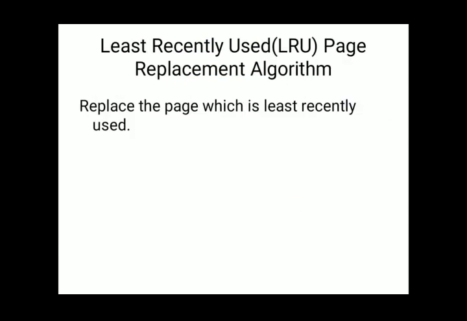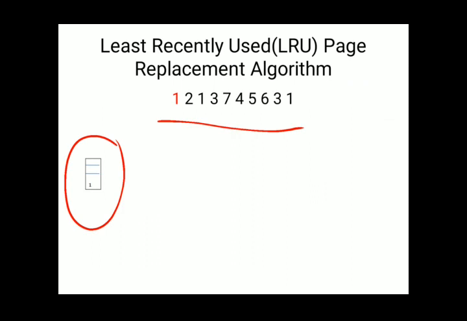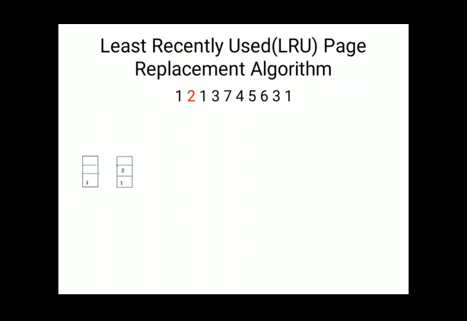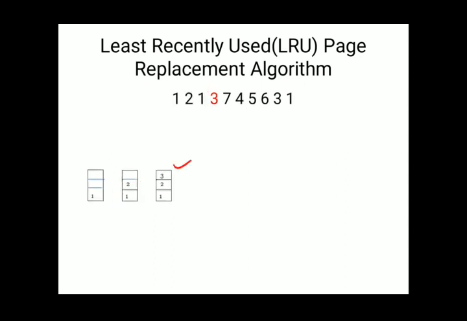So first is to be inserted in the first frame. Second is 2, so 2 is to be inserted in the second frame. Next is 1. We already know that 1 is already in frame 1, so there is no need to insert 1 again in the memory. Next element is 3. So 3 is inserted into the third frame. Now all 3 frames of the main memory are full.